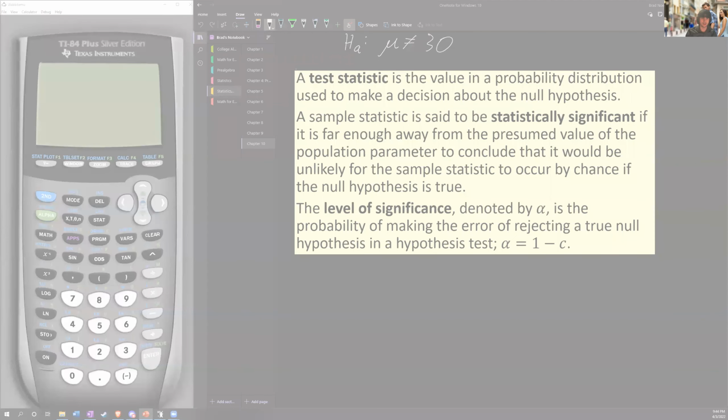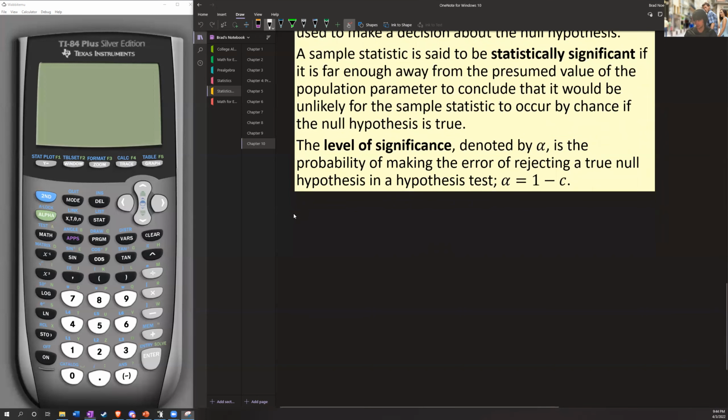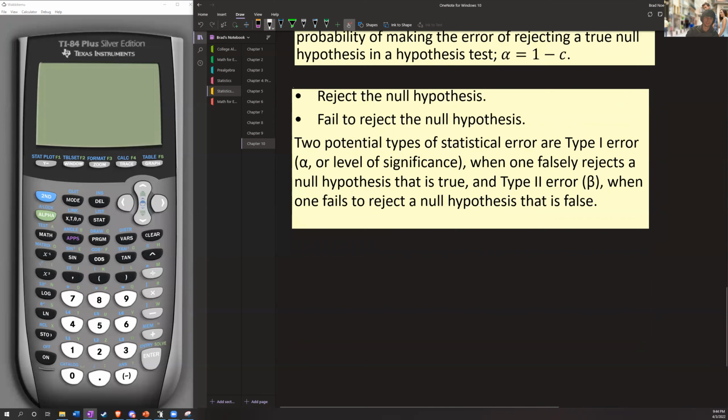Again, we are not looking at truth in statistics. We are looking at probability of truth. So note that, don't oversell what you're doing and don't misunderstand what we're doing. Okay, so what are some conclusions for a hypothesis test? We can reject the null hypothesis, or we can fail to reject the null hypothesis. Note, we are not accepting the null hypothesis. We are either rejecting or not rejecting, which is not the same as accepting.